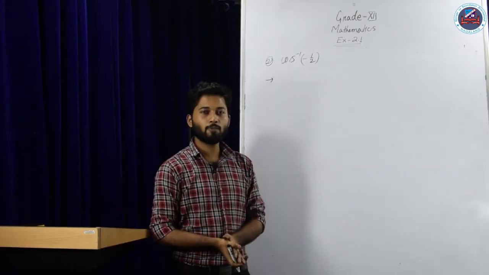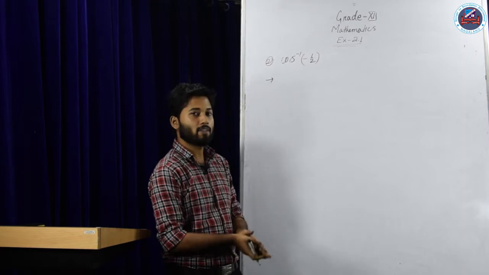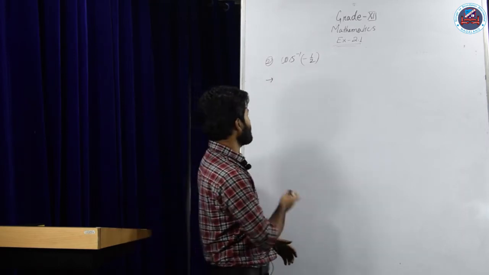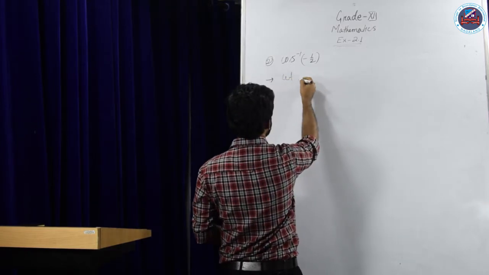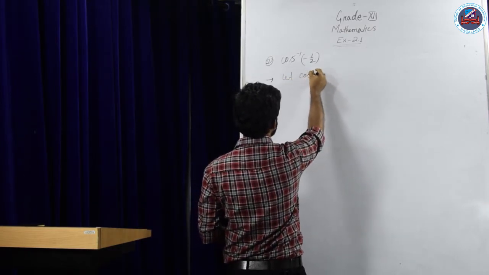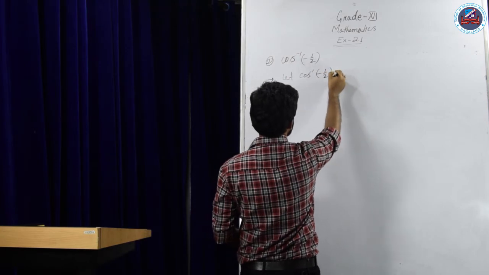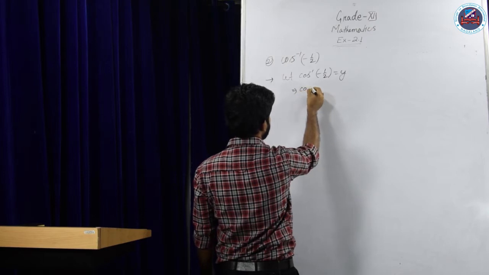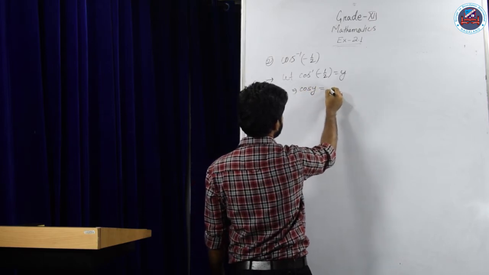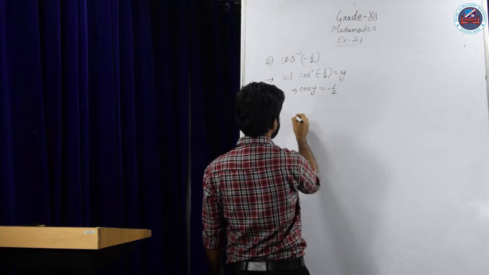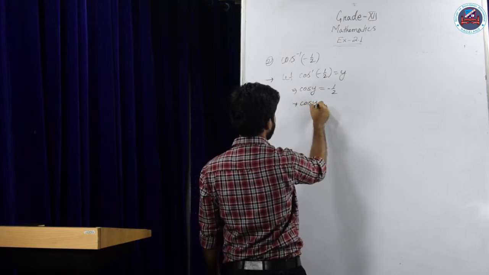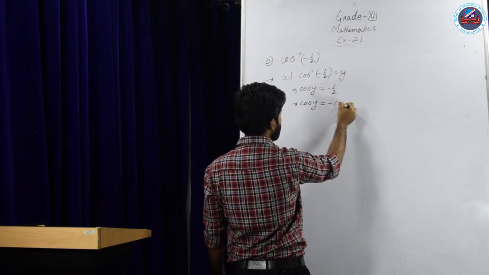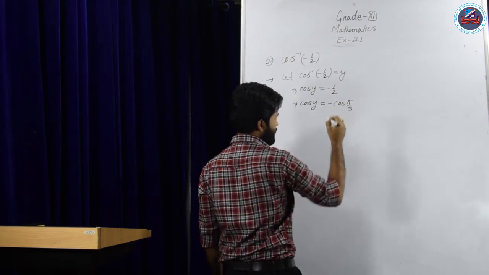Clear? Next we have a problem, that is cos inverse of minus 1 by 2. So we need to find the principal value of this problem. Let us see. Here let us consider cos inverse of minus 1 by 2 is equal to y. Now this implies cos of y is equal to minus 1 by 2, and in place of 1 by 2 I can write cos 60 degree, that is pi by 3.